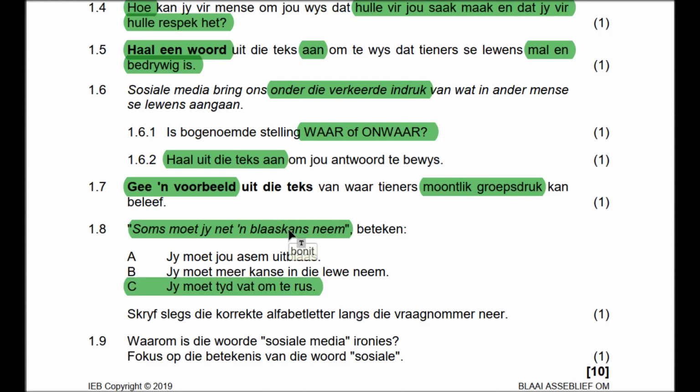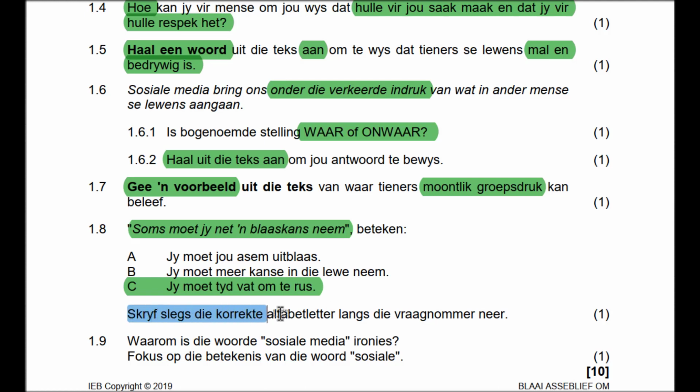In Afrikaans, wanneer ons sê jy het 'n blaaskans nodig, sê ons jy kort rus, jy moet rus vat. So this expression here doesn't mean to party, doesn't mean to release your breath, doesn't mean to take more chances. It means to rest.